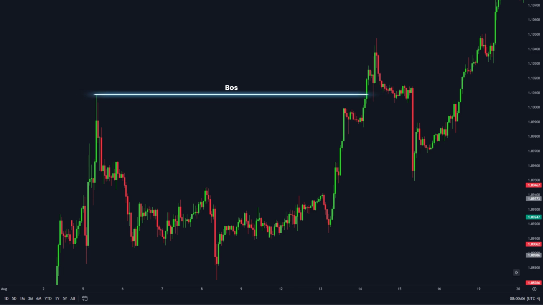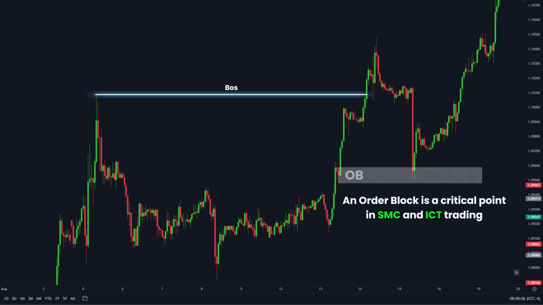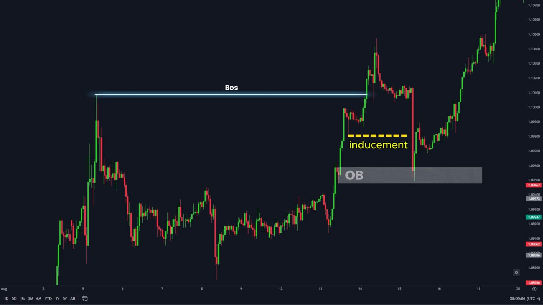The mistake many traders make with inducement is misunderstanding its role in the context of an order block. An order block is a critical point in SMC and ICT trading, where institutional orders are likely to be placed. When inducement occurs in front of an order block, it can actually be a signal of confirmation rather than a trap. If you recognize that the market is inducing traders to take positions contrary to the order block, you can use this to your advantage. By waiting for the inducement to play out and the market to reach the order block, you can enter the trade with more confidence, knowing that you're aligned with the institutional flow.